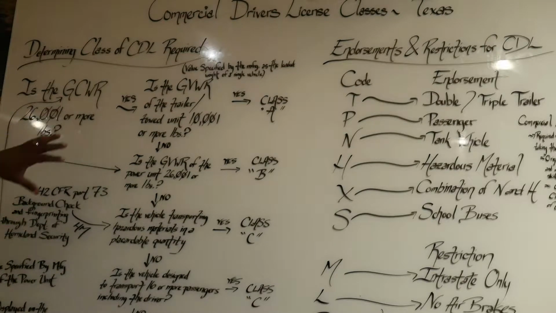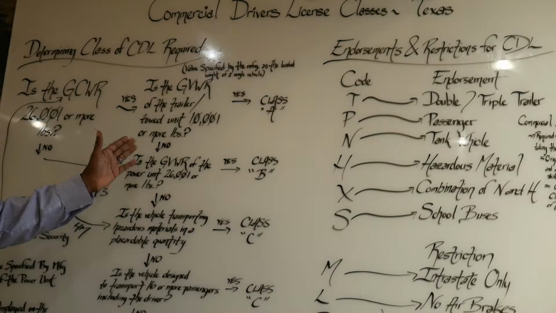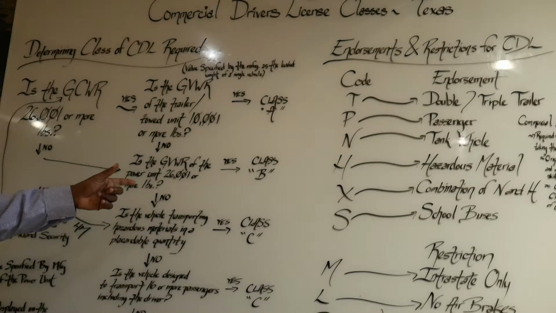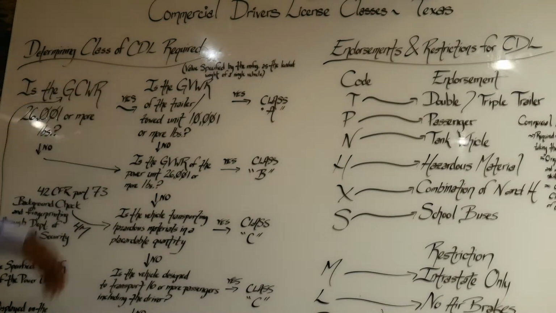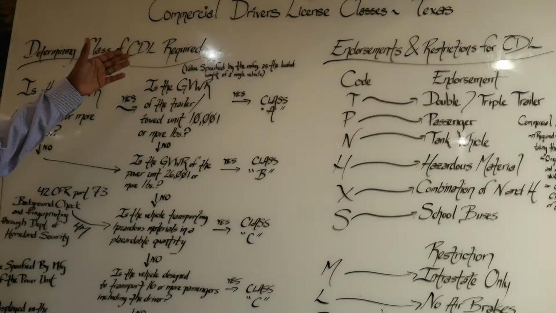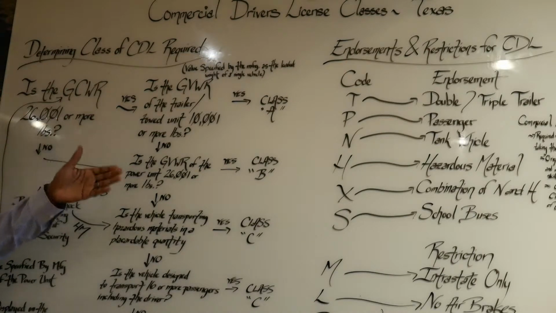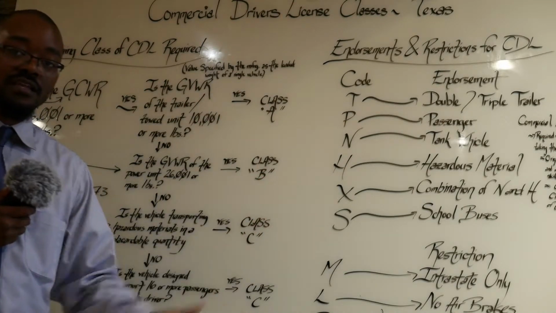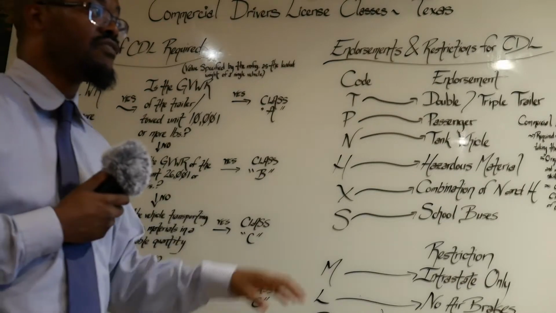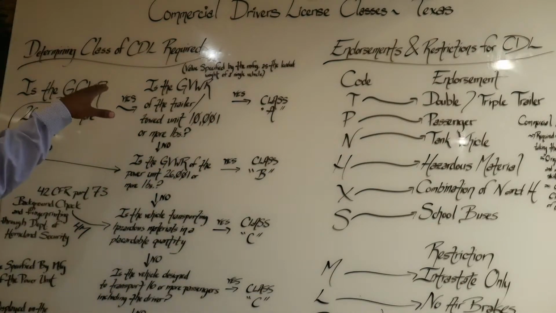So that should be relatively easy to understand. Going back to the flow chart though, the first question is: is the gross combination weight rating 26,001 or more pounds? Okay, if the answer is no, then you move on to: is the gross vehicle weight rating of the power unit 26,000 or more pounds? Okay, if it's yes, then is the gross vehicle weight rating of the trailer or towed unit 10,000 or more pounds? If it is, then that's a Class A CDL, and that's the one you're going to need for that specific job.